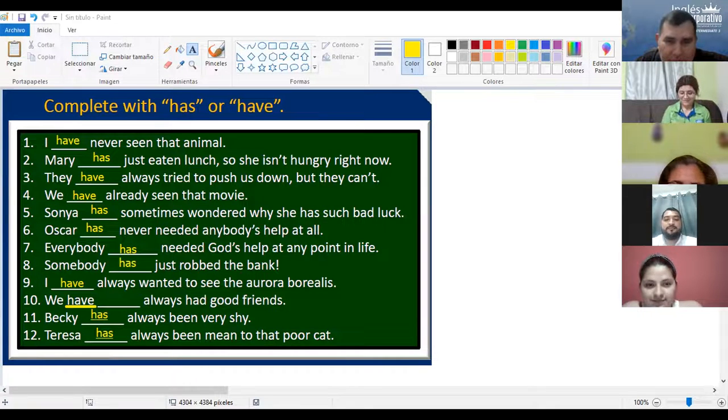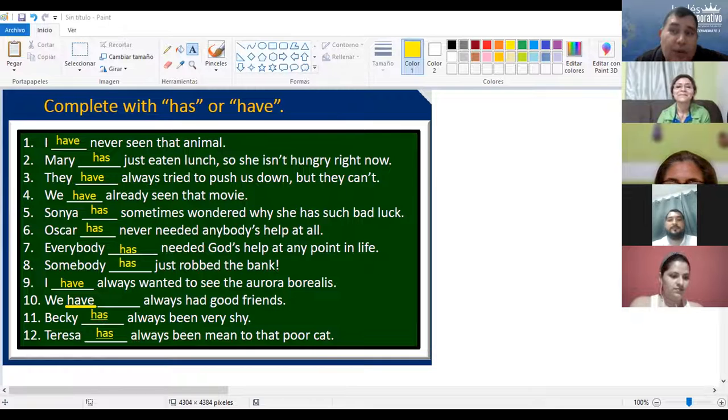Chicos, ¿le toman captura o se los mando al grupo? Ah, sí, al grupo. Please. Al grupo con todos.